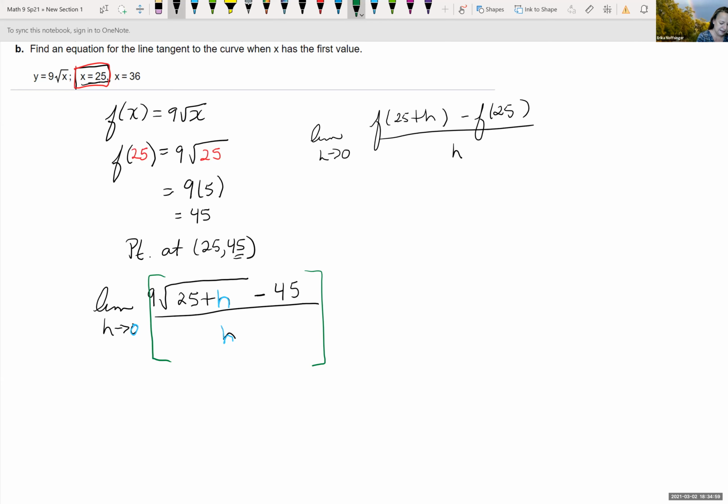Basically, they both have a 9 in common. I'm just going to pull the 9 in front of my limit, and I know I can do that by limit rules. So I can pull this 9 in front, all times this limit as h goes to 0. If I factor out a 9 in the numerator, I'm left with the square root of 25 plus h minus, factoring out a 9 from this 45, just 5, all over h.